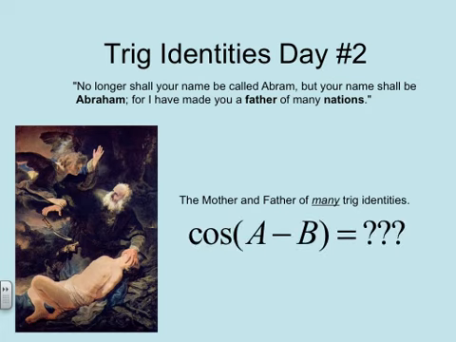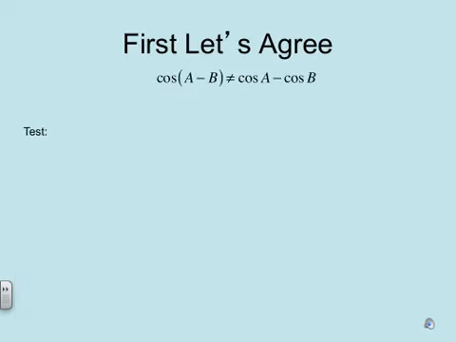So the identity that we refer to as Abraham is this one right here, the cosine of an angle A minus an angle B. What is this the same as in terms of trig functions? How is this done, etc.? First of all, we need to come up with a little agreement here that the cosine of A minus B is not the cosine of A minus the cosine of B. This is the misconception I referred to in the objectives.